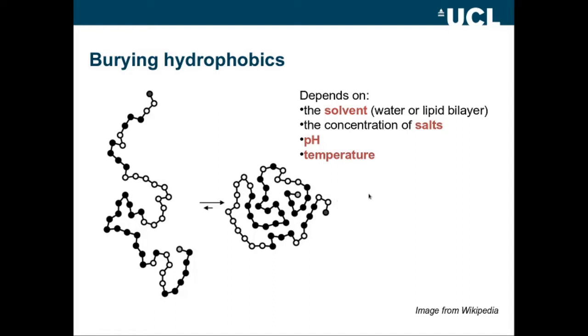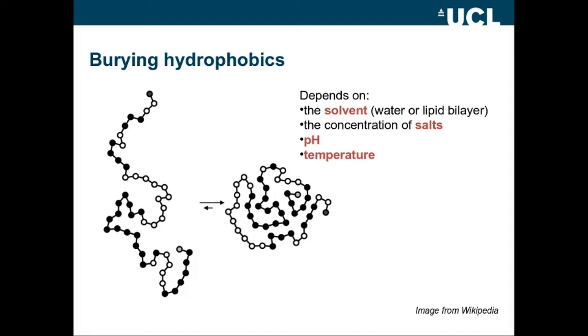Now, of course, that mechanism depends on the solvent we're talking about, whether it's water, which of course largely the inside of cells and the outside of cells is, but also we need to consider lipid bilayers, because lipid bilayers are fatty and hydrophobic, and therefore the folding tends to be the other way round. In other words, in the part of a protein that is spanning a lipid bilayer, the hydrophobics will be on the outside and the hydrophilics on the inside.